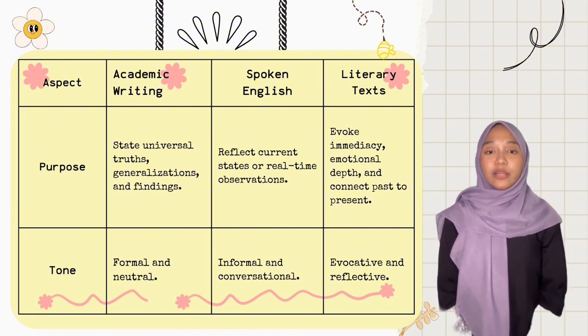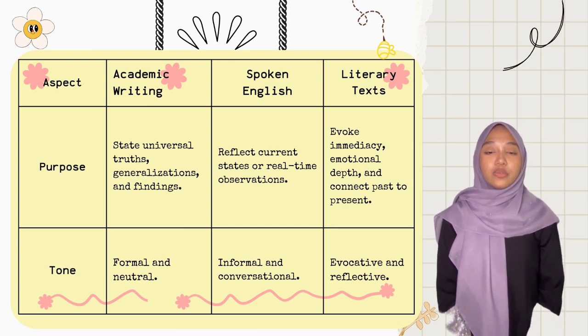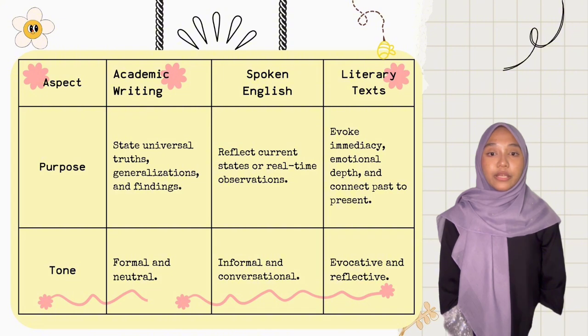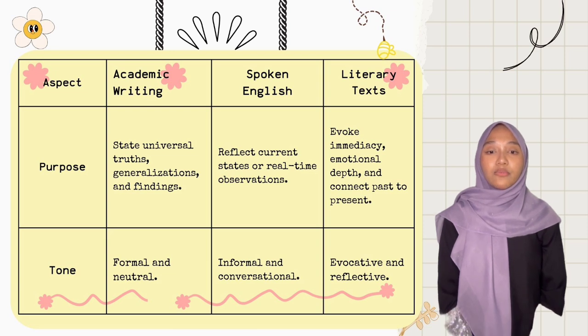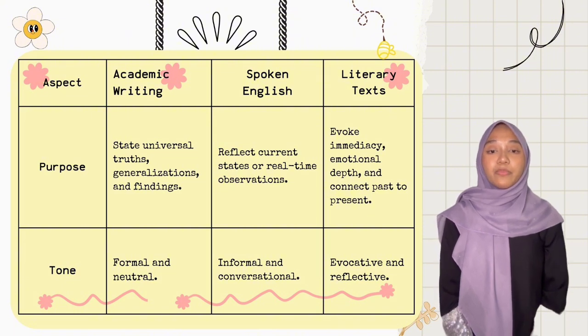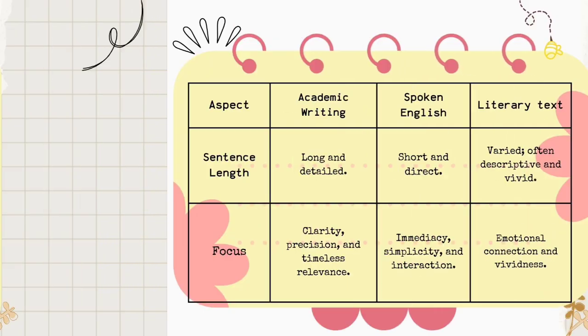Let's look at the academic writing. The present simple is used to state universal truths and summarize findings. Its tone is formal and neutral, ensuring precision and credibility. Meanwhile, in spoken language, the present simple reflects current states or real-time observation. The tone is informal and conversational, fitting for everyday interactions. In literary text, the present simple evokes emotional depth and immediacy. The tone is evocative and reflective, immersing readers in the narrative.